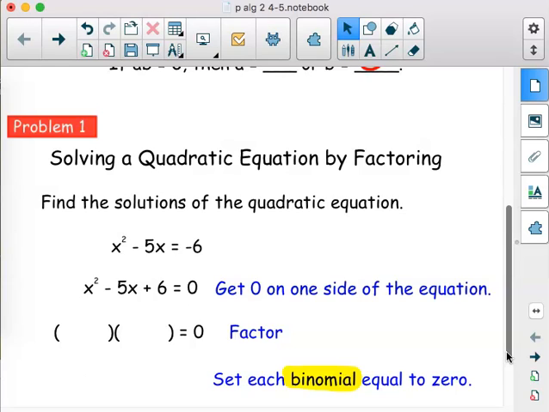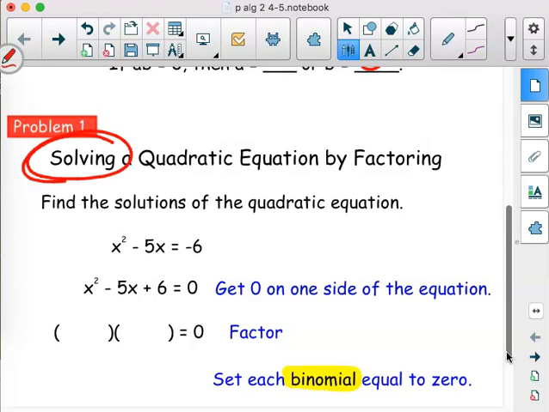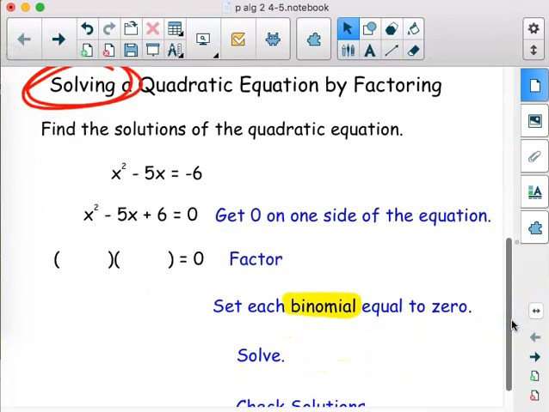But we have to remember this word right here says we're not done when we factored. We have to keep going and figure out where it's going to hit the x-axis. So we want an actual number answer when we get done. So it says we're going to find the solutions of this quadratic equation: x squared minus 5x equals negative 6. Well, solving is also called finding the zeros.